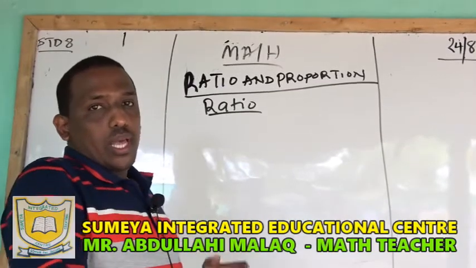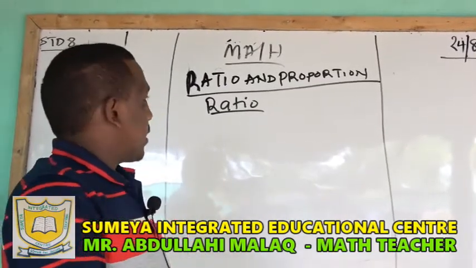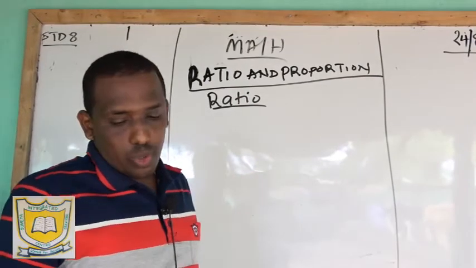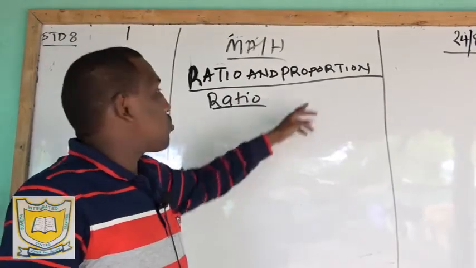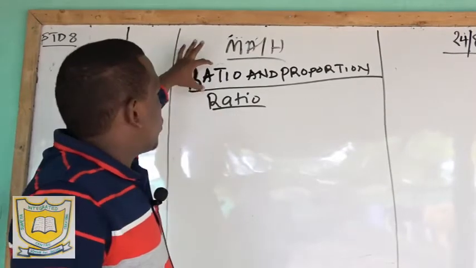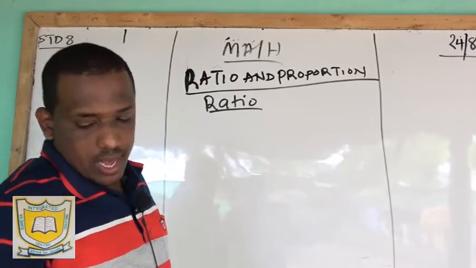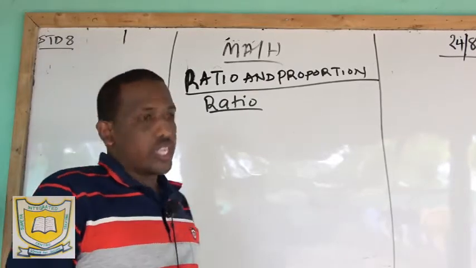Remember, we are through with time, distance, and speed. And the last thing we did was temperature. Today we are starting a new topic called ratio and proportion. In ratio and proportion, we shall be looking at ratio first. Ratio is where we compare two things.